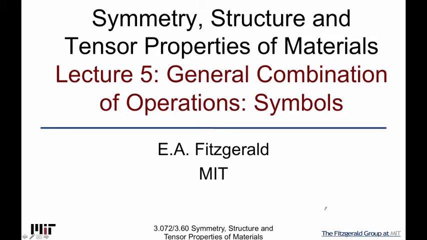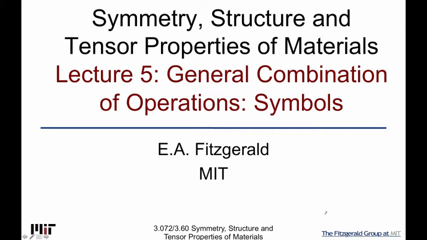This is lecture 5 of our class, Symmetry, Structure, and Tensor Properties and Materials. In this lecture, we're going to prepare a little bit more for general combination of operations. We'll have a little summary just to make sure that we understand all of our operations, and then we're going to talk about the symbols that we use. We've already introduced that, but I just want to summarize that.